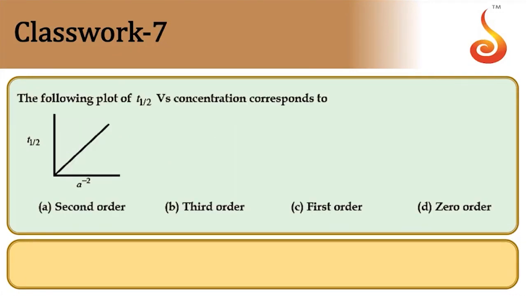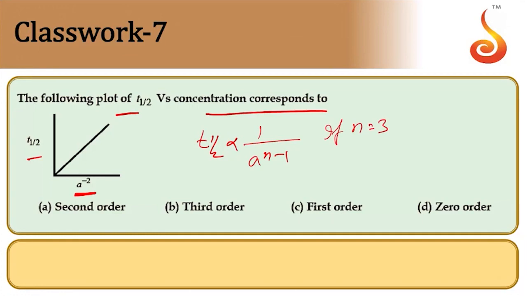Then, the plot of T half versus concentration corresponds to, T half versus A to the power of minus 2, is a straight line passing through the origin. We know that T half is proportional to 1 by A power n minus 1. You should get here A to the power of minus 2. Suppose you take n equal to 3, then T half is proportional to 1 by A to the power of 3 minus 1, that comes to 2. So in this case T half is proportional to A to the power of minus 2.